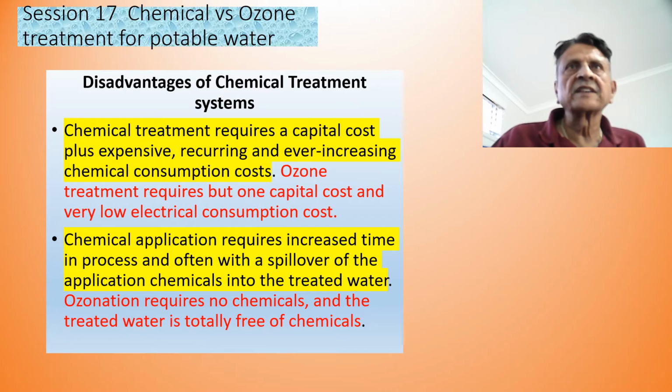The other disadvantage of chemical treatment system is to set up the chemical treatment, you need a capital cost, dosing, tanks, etc. And then you have a forever recurring and ever increasing chemical consumption cost.